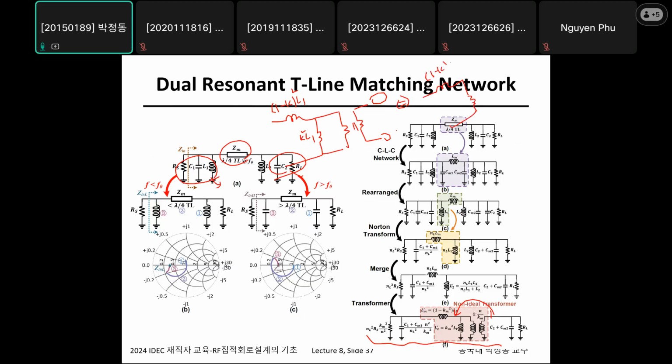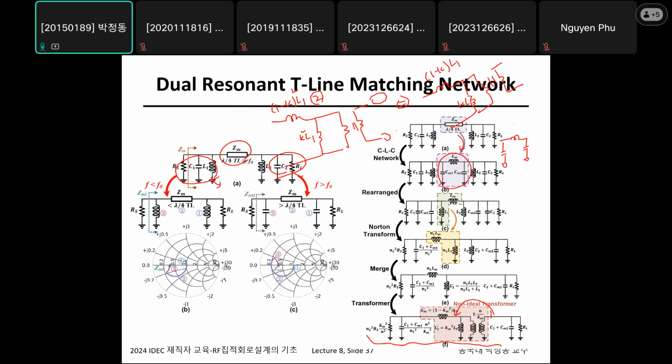1 minus K L1 in K L1. And ideal transform, same. So he used the second equivalence. By transforming each, as you can see, this is actually lambda for the transmission line. They just use the equivalent circuit given by this.